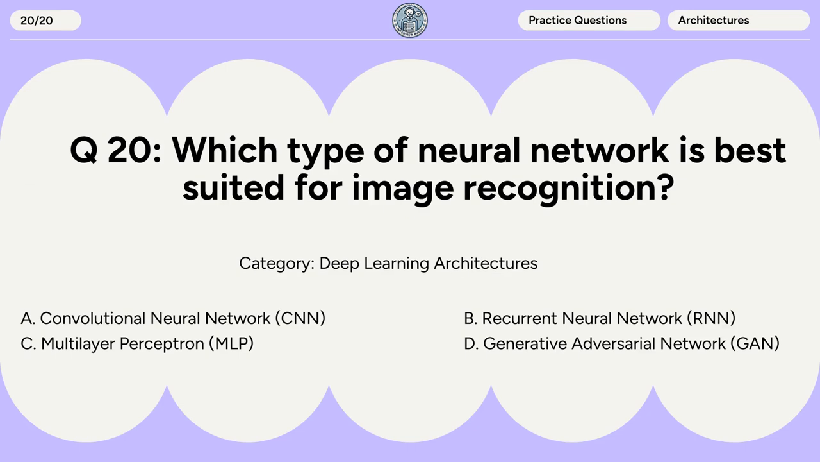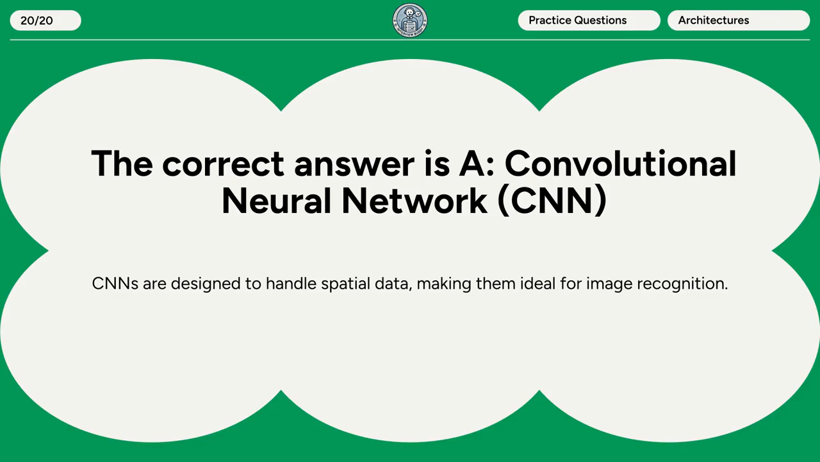Question 20. Which type of neural network is best suited for image recognition? A. Convolutional neural network. B. Recurrent neural network. C. Multi-layer perceptron. D. Generative adversarial network. The correct answer is A. Convolutional neural network. CNNs are designed to handle spatial data, making them ideal for image recognition.